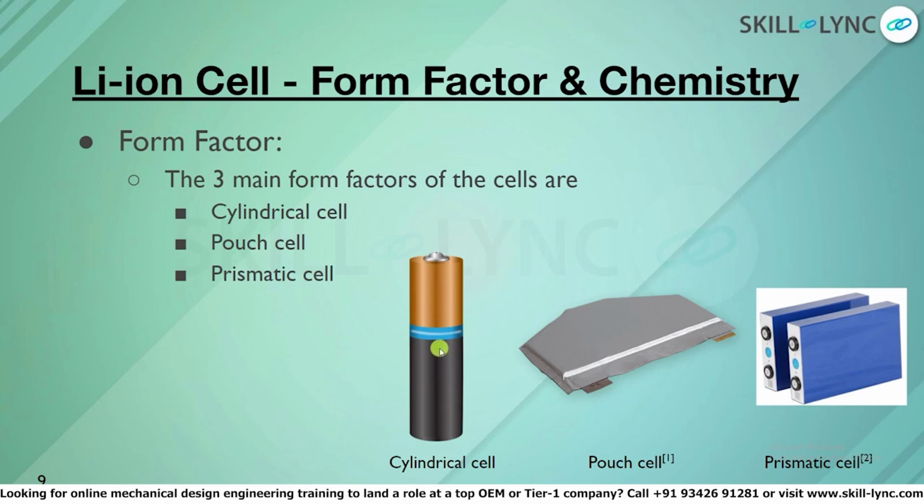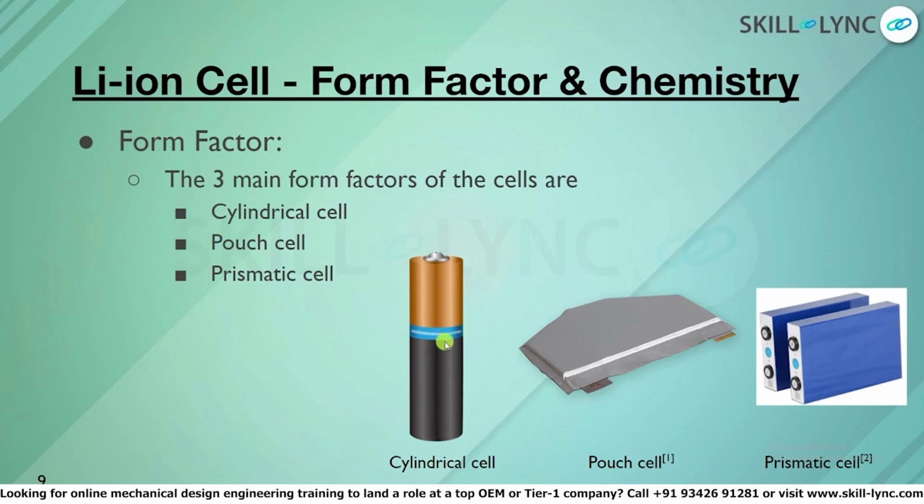Similarly, when we have 2170, the first two digits resemble the diameter, and the next two digits, which is 70, resemble the height. Similarly, we have pouch cell and prismatic cell, and these are not yet commonized because these are cells with much higher capacities. So that's the reason this has not yet been commonized.